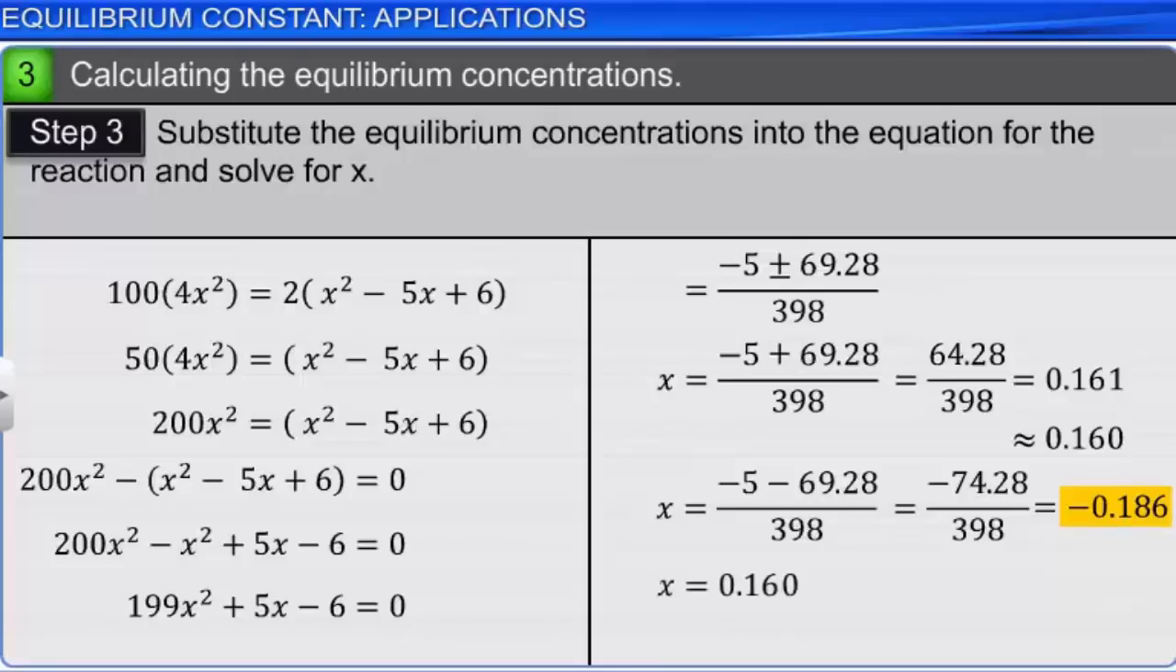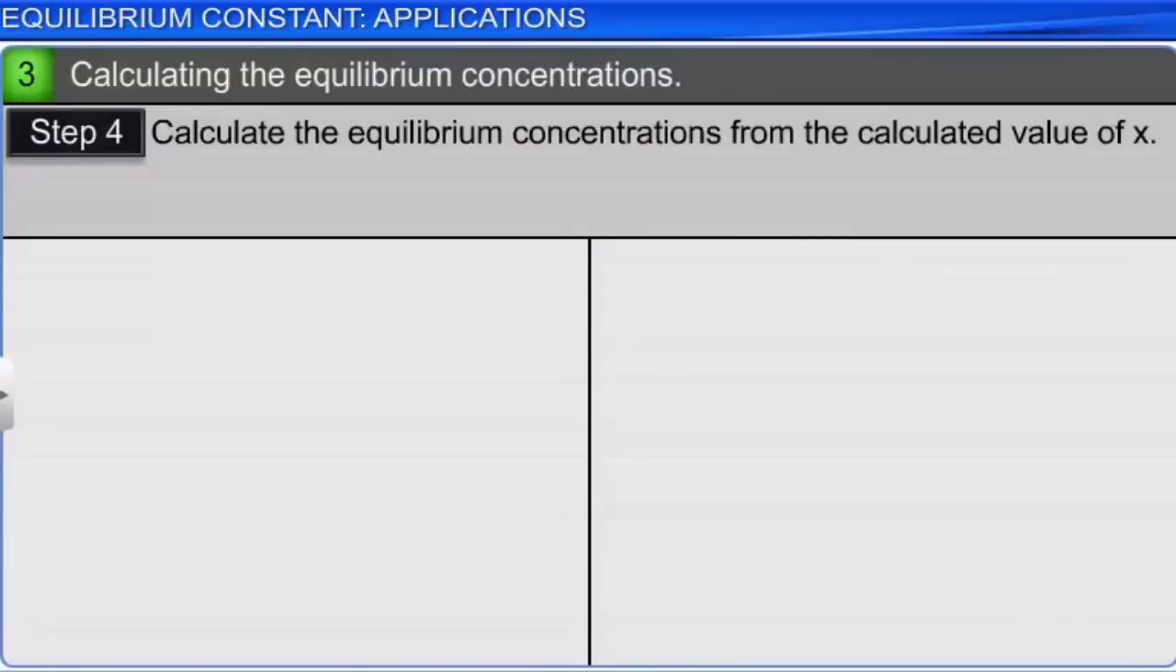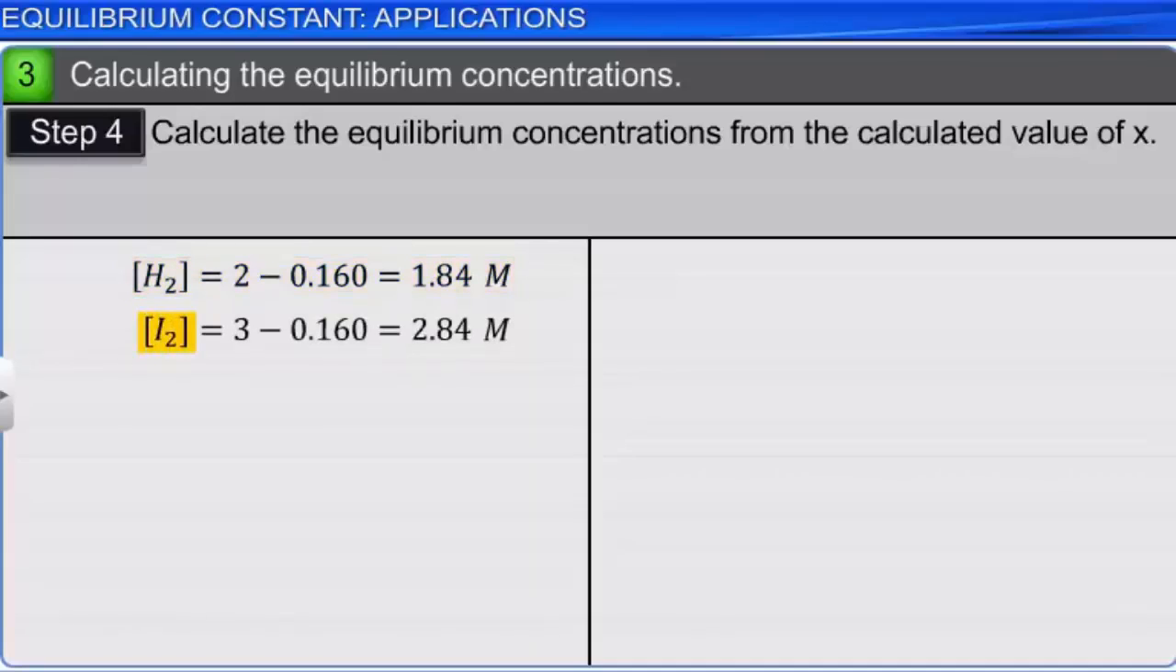The fourth step is to calculate the equilibrium concentrations from the value of x. The initial number of moles of hydrogen is 2. Hence, at equilibrium, the concentration of hydrogen will be 2 − 0.160. This is equal to 1.84 moles per liter. In the case of iodine, the initial number of moles was 3, and hence, the equilibrium concentration would be 3 − 0.160. This is equal to 2.84 moles per liter. And finally, the equilibrium concentration of hydrogen iodide will be equal to 2 × 0.160. This is equal to 0.32 moles per liter.